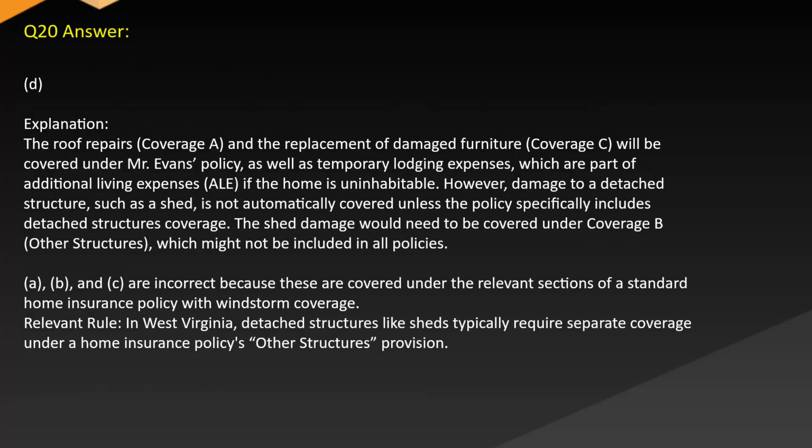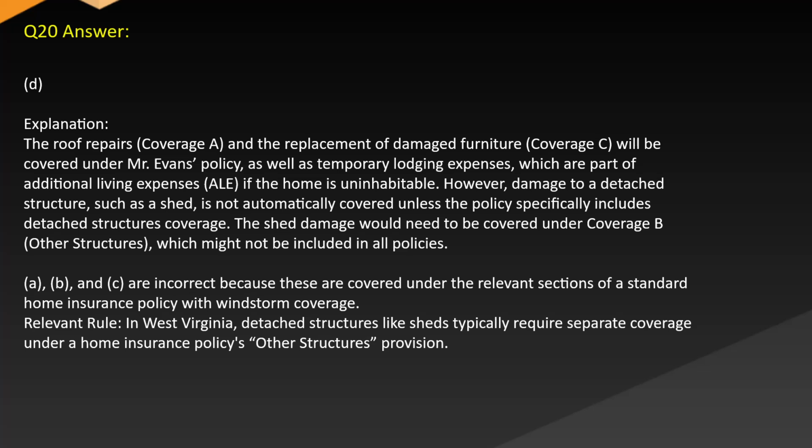Answer: D. Explanation. The roof repairs (Coverage A) and the replacement of damaged furniture (Coverage C) will be covered under Mr. Evans' policy, as well as temporary lodging expenses, which are part of additional living expenses if the home is uninhabitable. However, damage to a detached structure, such as a shed, is not automatically covered unless the policy specifically includes detached structures coverage. The shed damage would need to be covered under Coverage B.